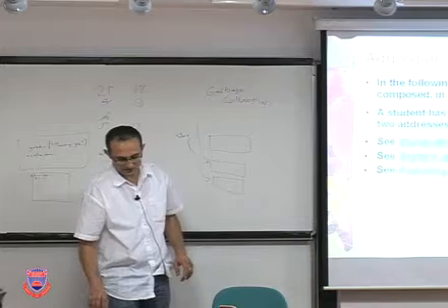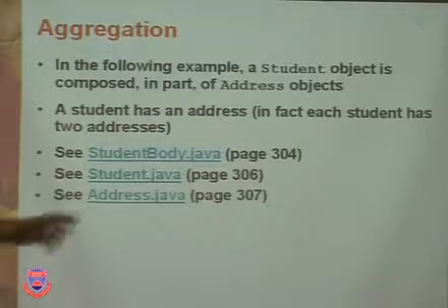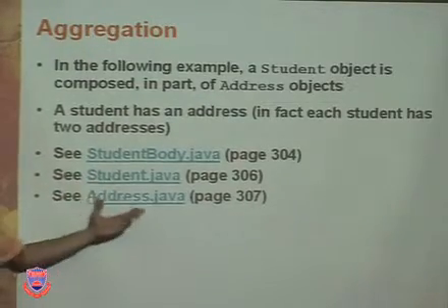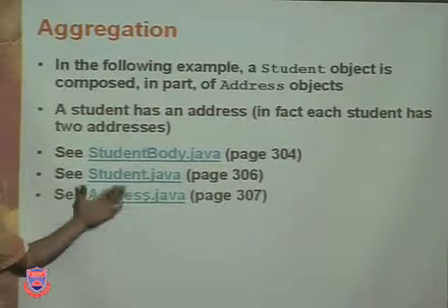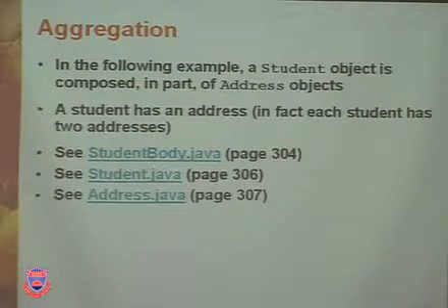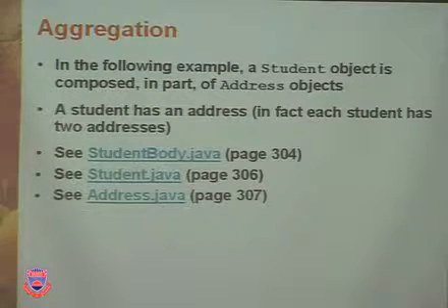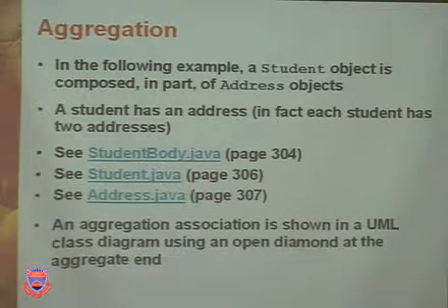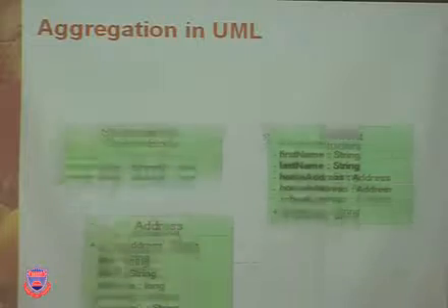So this is aggregation. It's using the address class in the student class. So it's basically using the address class and implementing it within the student. So you have an object that is implemented in another one.